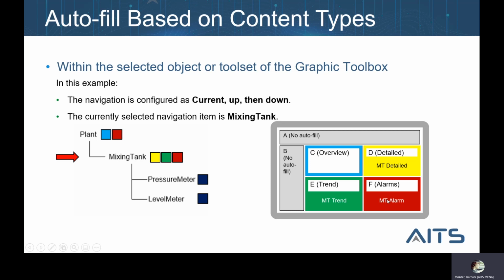Here it depends on the tab itself. So if I have 2 alarms, and both of them are supposed to be here on F, I can swap between them in the same pan. Now, C in this scenario is still empty. That's why I will go up. The system will go up and take the plant overview to put it in C.